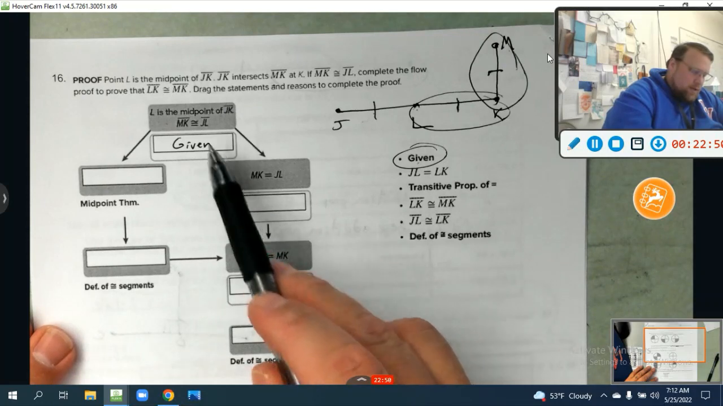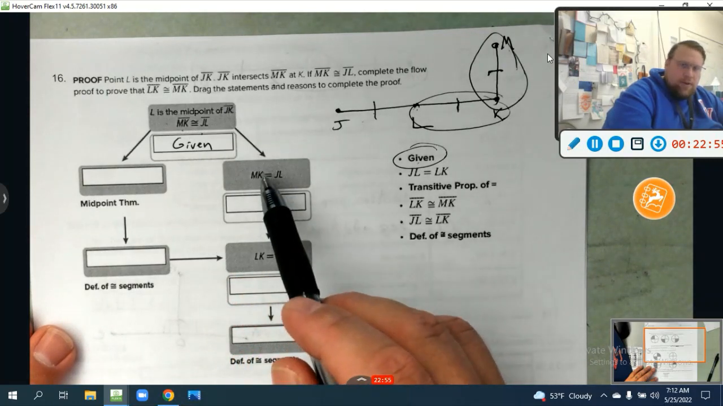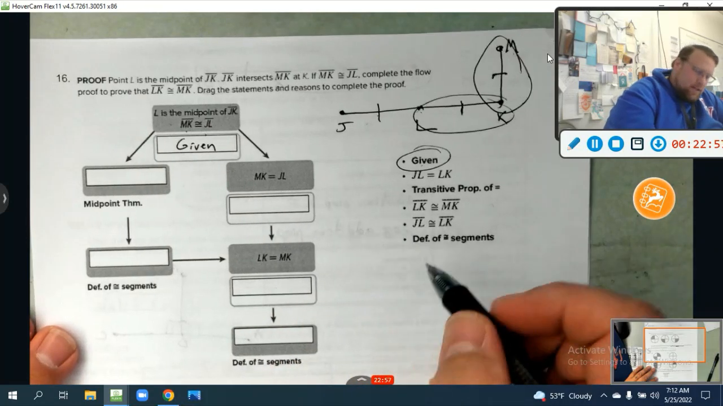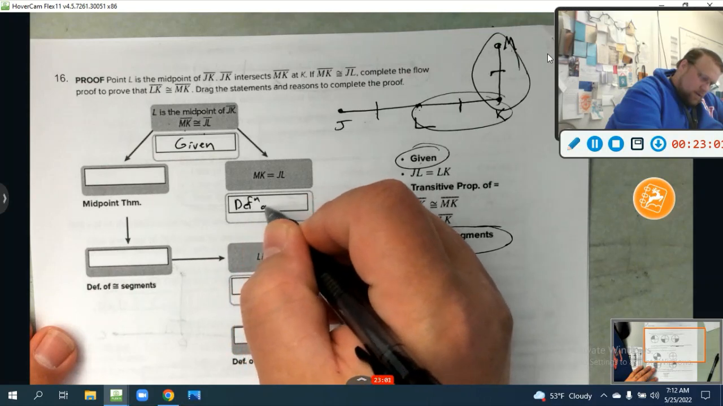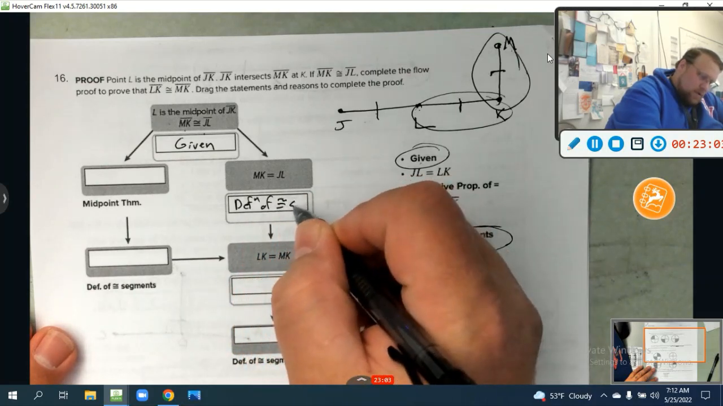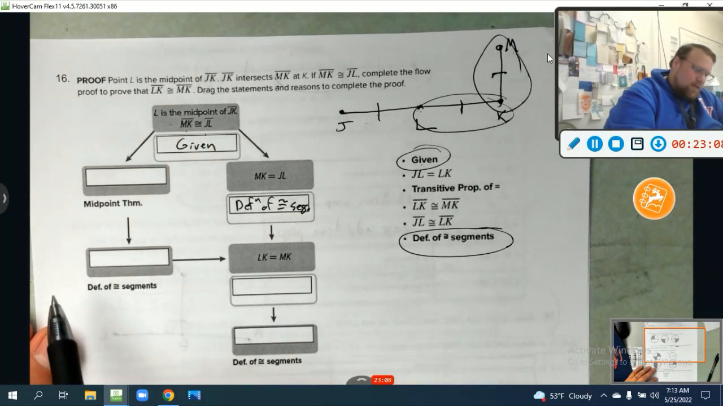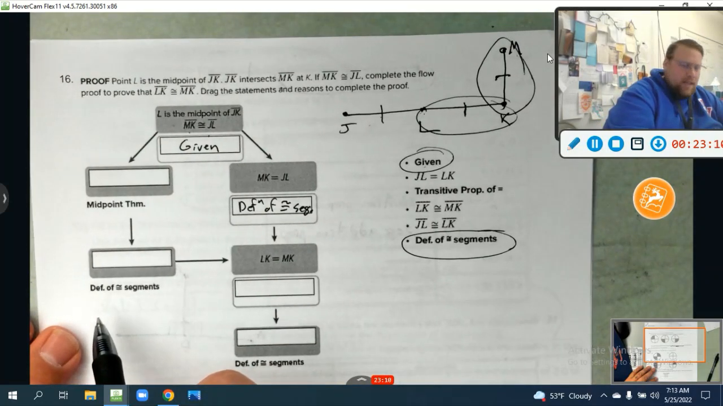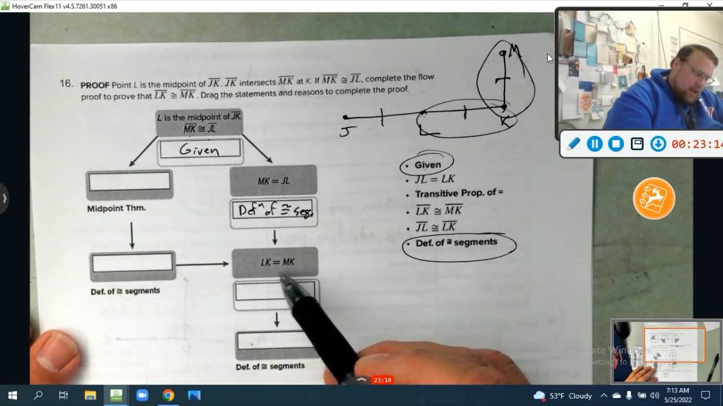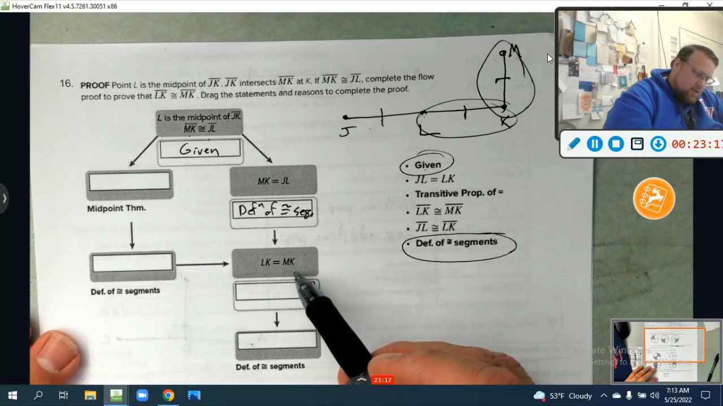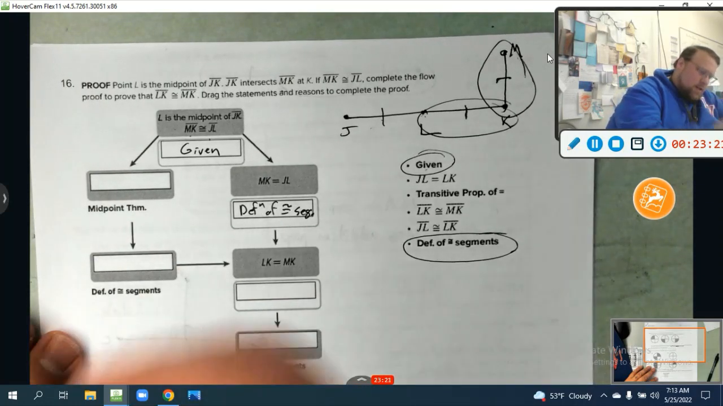And then it goes right to, so we have segment MK is congruent to segment JL. Remember, when we say they're congruent, we're going to say they're equal right after that, and that's going to be definition of congruent segments. I'm doing all sorts of shorthand to fit that in there. You'll be able to drag and drop it if it's on a test. And then once we say that, we're saying LK equals MK, but we need to get over here first because something we do here leads us to this. So let's go over here.